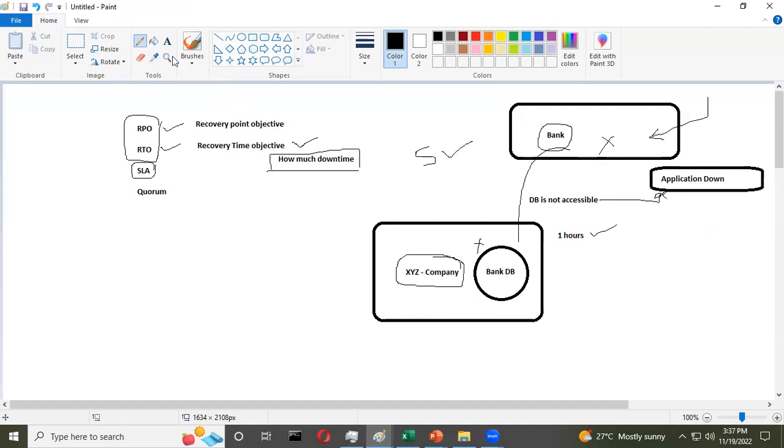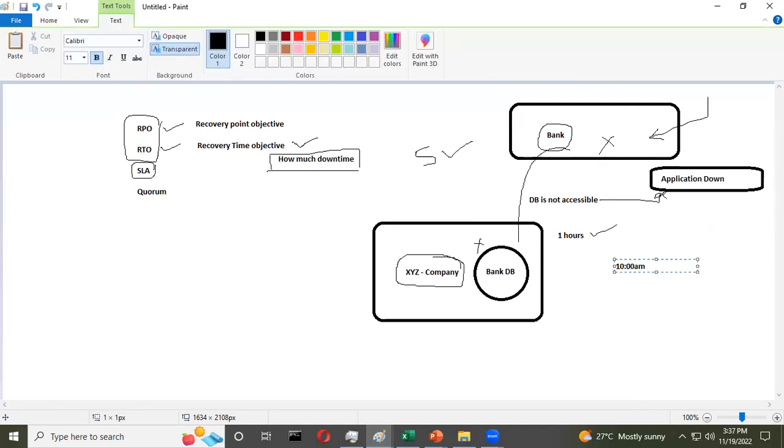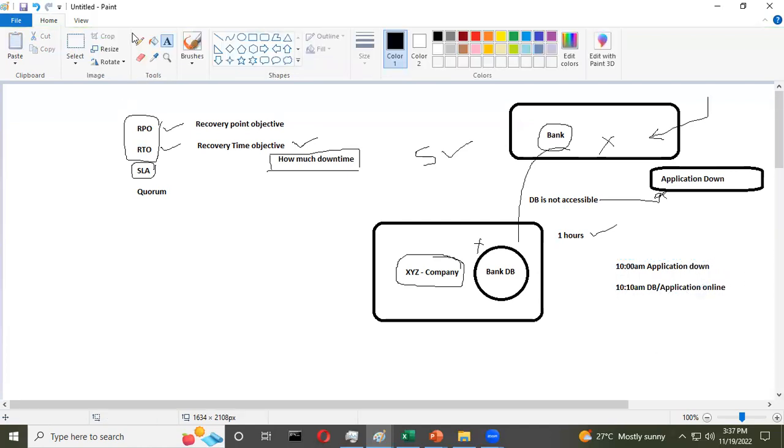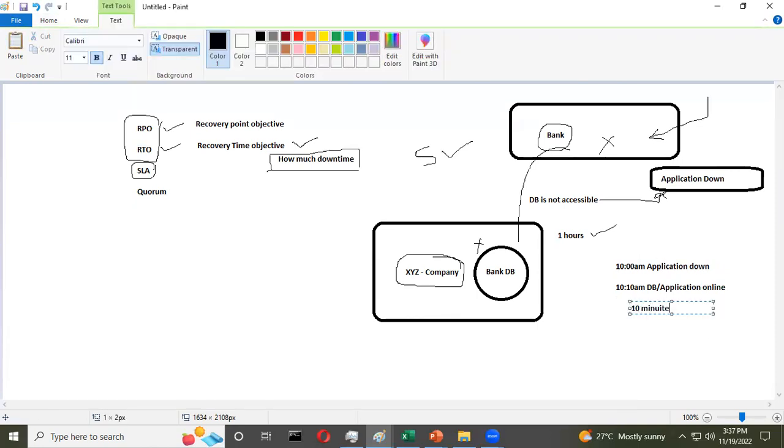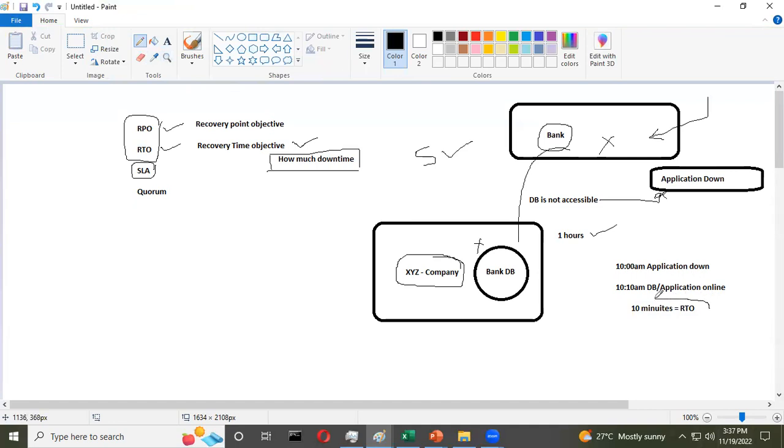For example, the application is down at 10 a.m. The XYZ company support team or DBA team brought the database and application online at 10:10. So here, my recovery time is 10 minutes. This 10 minutes is the RTO, recovery time objective. For 10 minutes, your application is down. That is what it tells: how much time the application is down.